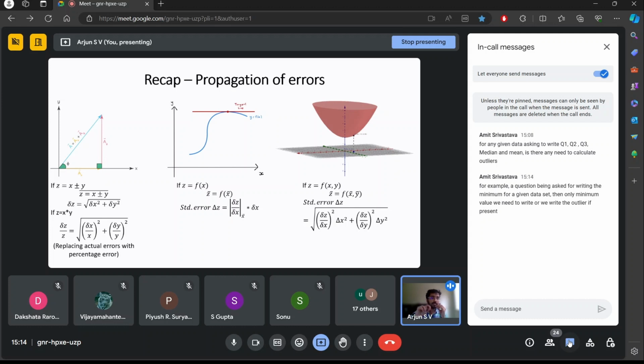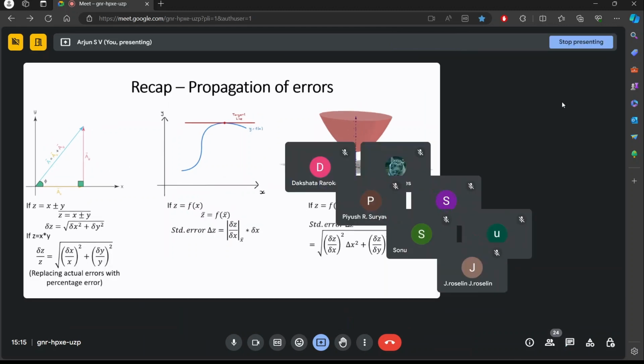So whatever minimum value you have within the minimum acceptable range, that is only your minimum data value. That's what you should be writing in that answer box. I'll come to that question as well. I will be discussing those questions in detail in the later part of this TA session. We'll come back to that.